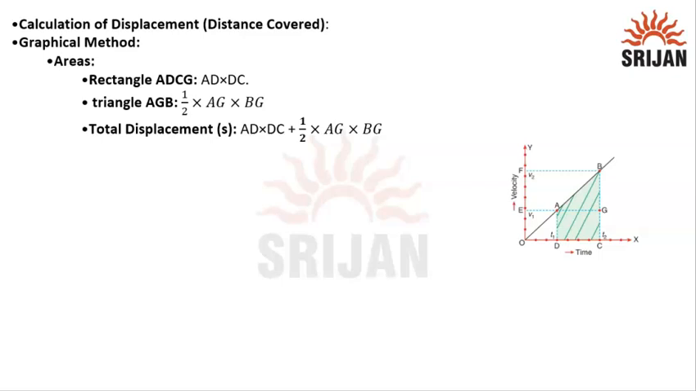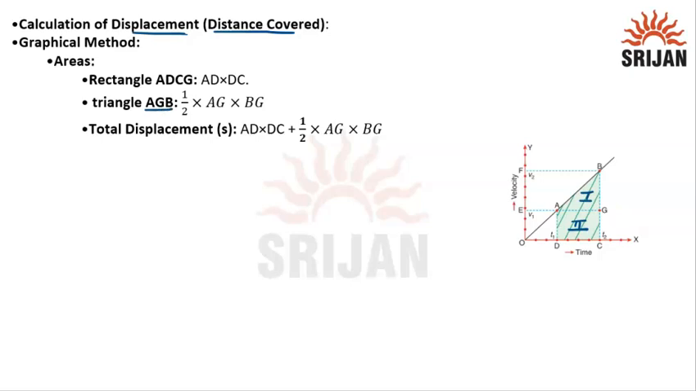So how do we calculate the displacement or distance with the help of this graph? Again, we have to calculate the area under the graph. We have divided this graph into two portions. The first is the triangle and the second is the rectangle. First, we'll calculate the area of the triangle, that is AGB.